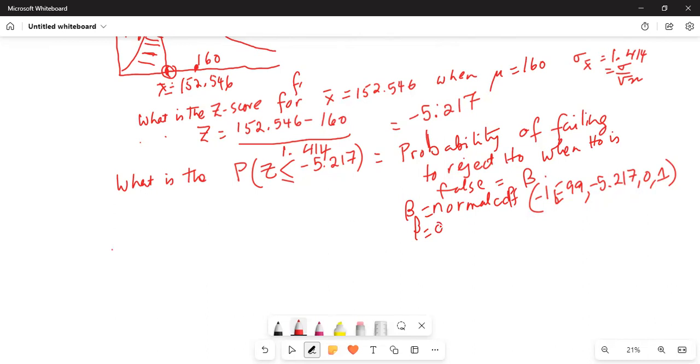So I wanted to give you a tip. The tip is alpha is the probability of making a type 1 error, reject H0 when it is true, and beta is failing to reject H0 when H0 is false. Okay.